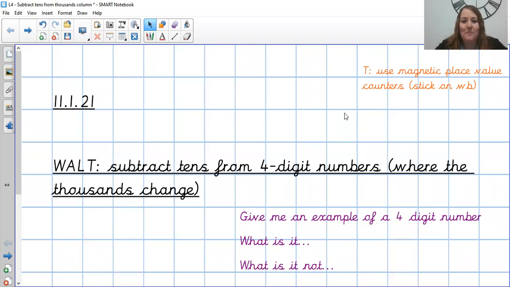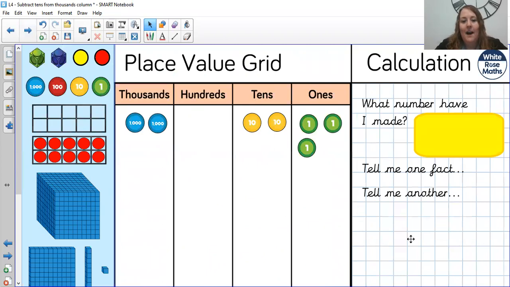Maths. Last week, you know that we started mental subtraction and we're carrying on with that with lesson 4 today. Our WALT today is to subtract tens from 4-digit numbers, but this time it's where the thousands change. Okay, let's get started. What number have I got for you there?